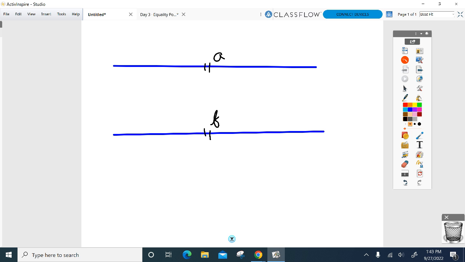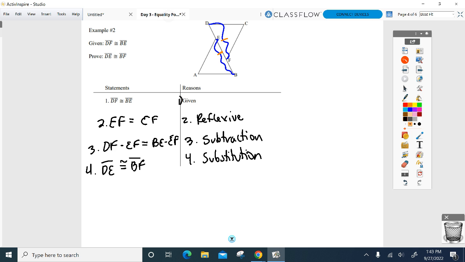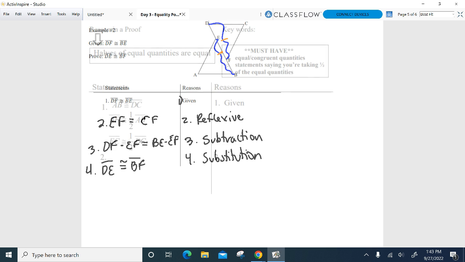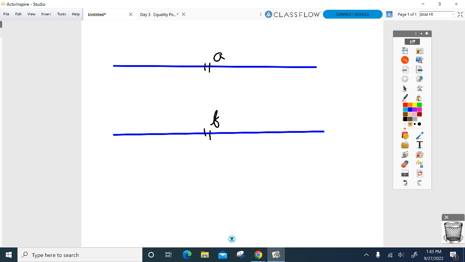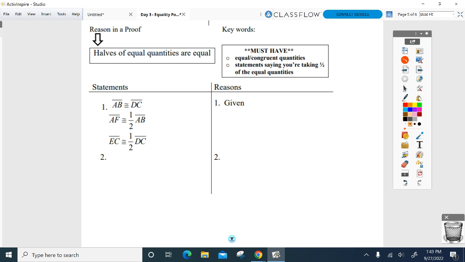I'm starting to take half. And here is your final new fact for today that we're going to use in the proof. Halves of equal quantities are equal. Again, let me go back to my diagram. These are equal, right? Their halves are also equal. Okay? All good.